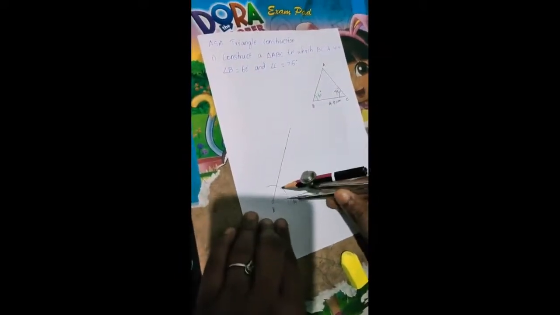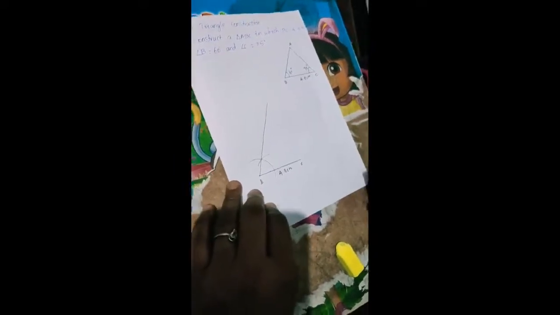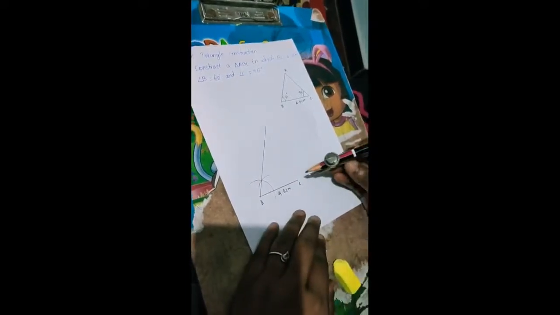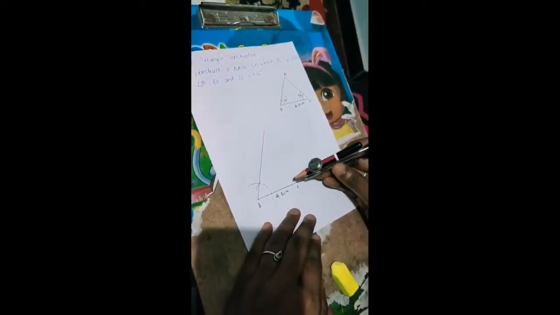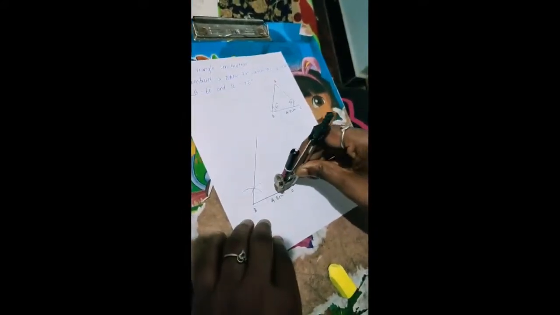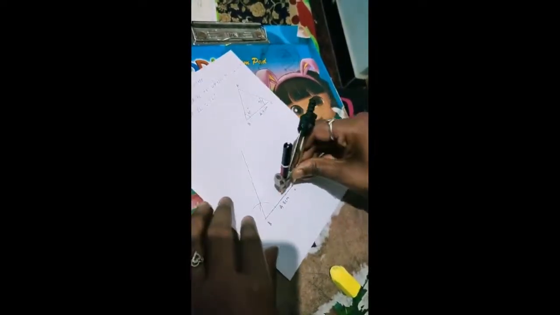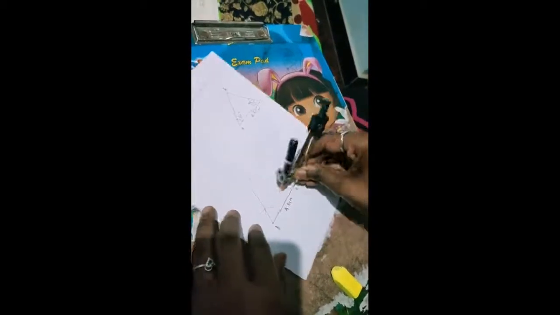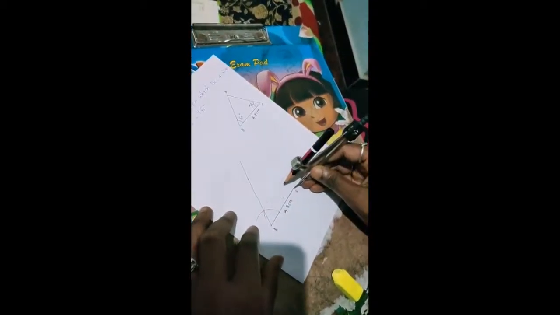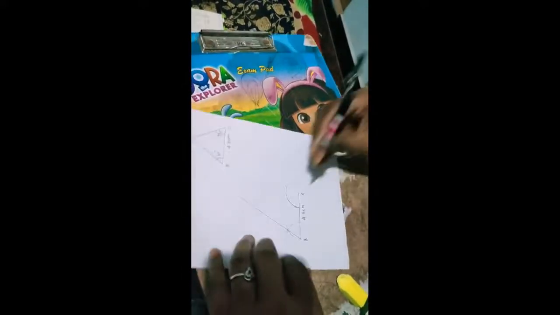In the same measurement, we have to cut from, yes, now it is intersecting. And on the next side of C, with C as a center, we can take any convenient radius. We have to cut an arc. We have to cut a proper arc.